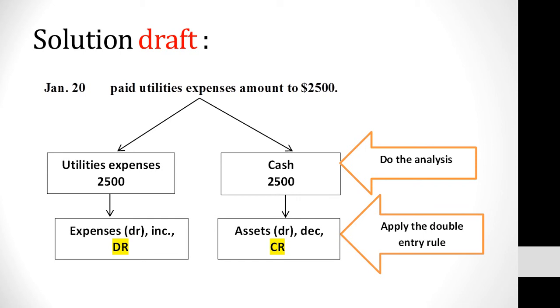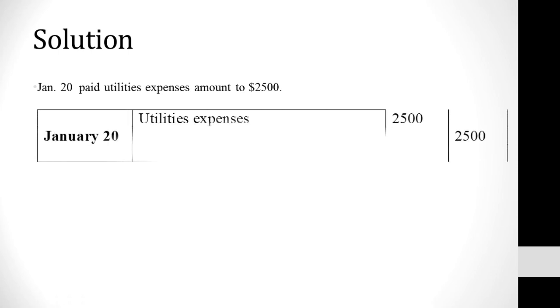Paid utilities expenses amounting to 2,500. Utilities expenses for 2,500 is the first involved account. Cash is another involved account for 2,500. Expenses, utilities expenses. Expenses is normally debit. It increased, so it's going to stay in the debit. Cash is an asset. It is normally debit. It decreased, so you place it in the credit like so. Utilities expenses for 2,500 and cash for 2,500.